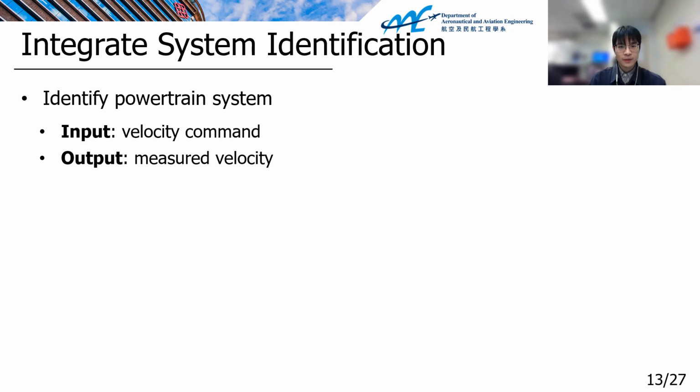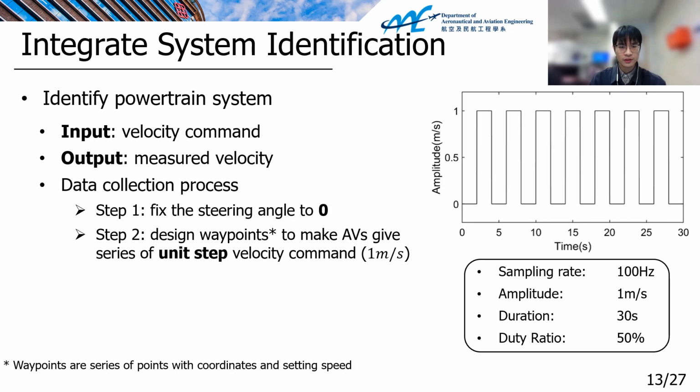In identifying the powertrain system, the input command is the velocity command, and the output is the measured velocity. Firstly, we need to collect the data. In the first step, we fix the steering angle to 0, and then we design waypoints to make autonomous vehicles give a series of unit step velocity commands. The waypoints are a series of points with coordinates and certain speed. And the figure on the right shows the velocity command, and the amplitude is 1 meter per second.